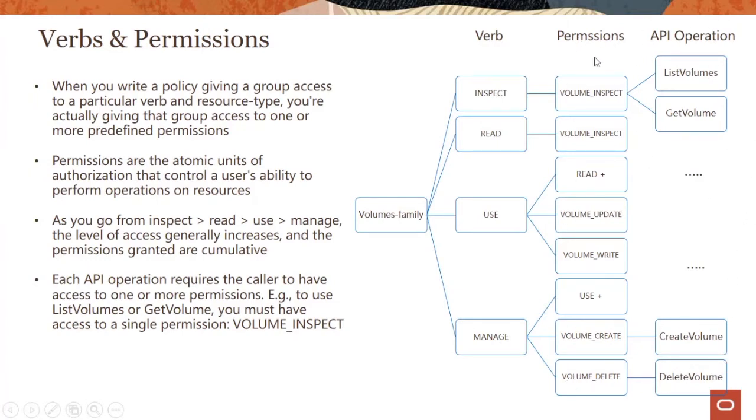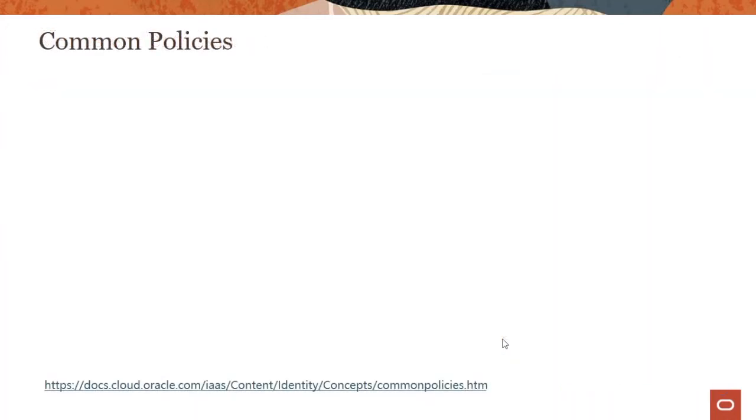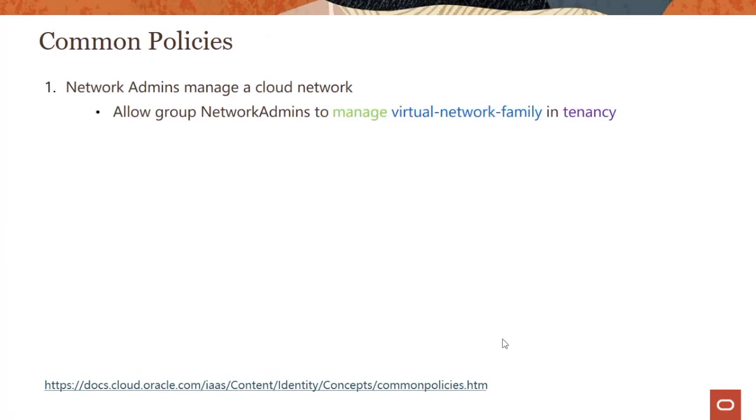This portion here on permissions and API operations is all abstracted. So you don't have to go this granular and figure out which APIs are tied to which permissions, and which permissions are tied to which verbs, because it can get very complex very soon. So it just makes life easier by giving you verbs. But remember, behind the scenes, there are predefined permissions, and the APIs require those specific permissions in order to be executed.